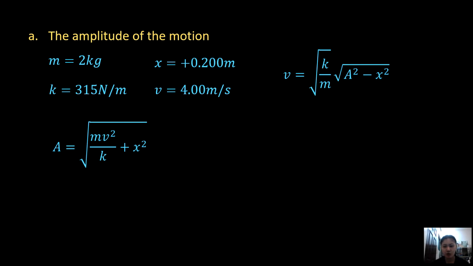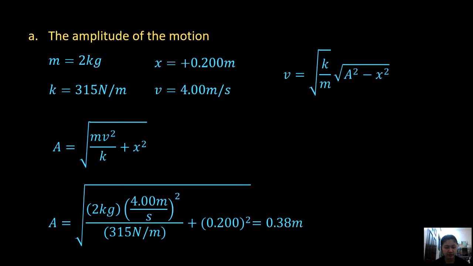Plugging in the values, A equals the square root of 2 kilograms multiplied by the velocity, which is 4.00 meters per second, squared, divided by the force constant, which has a value of 315 newtons per meter, plus the displacement, 0.200, squared. Solving that, we get 0.38 meters. So that is the amplitude of the motion.